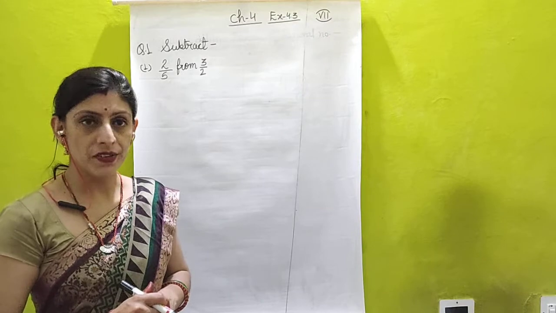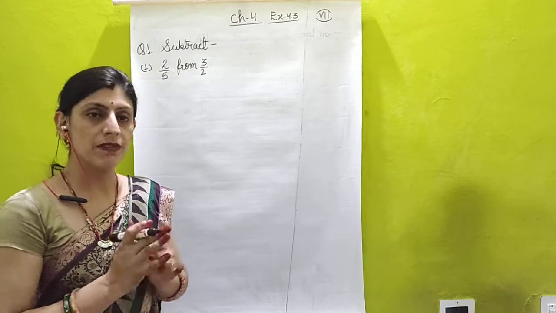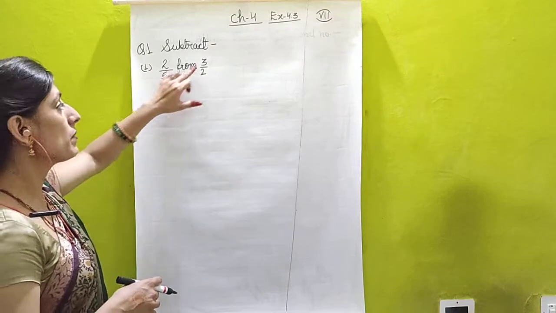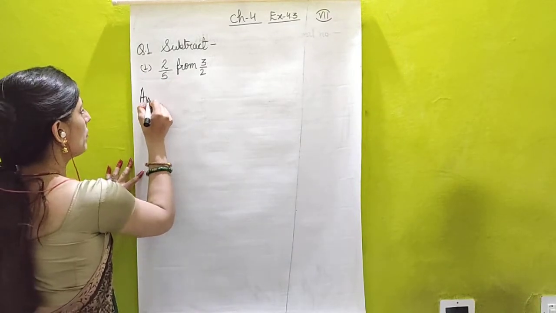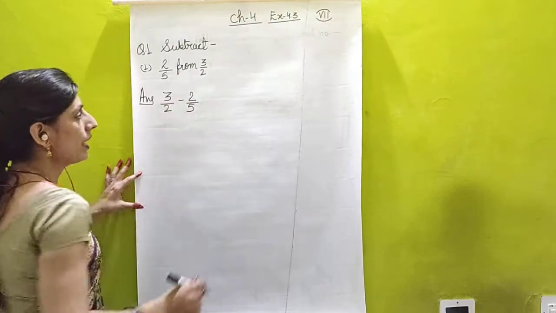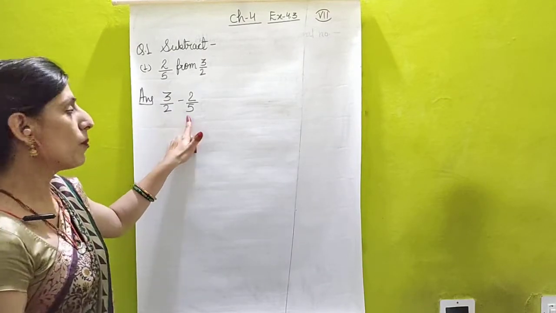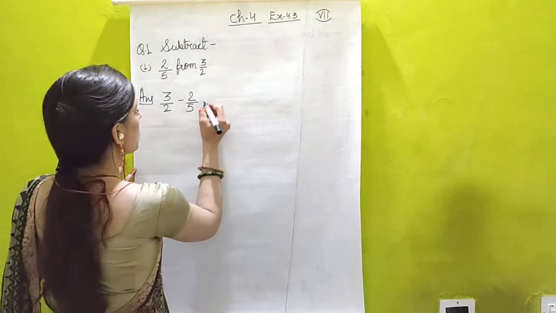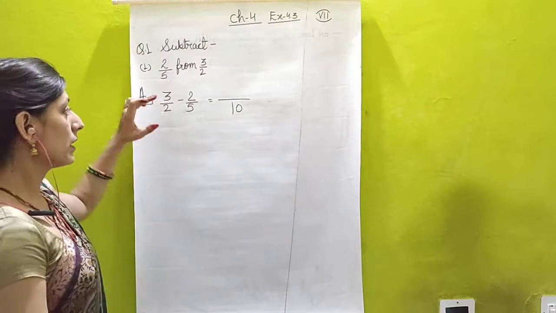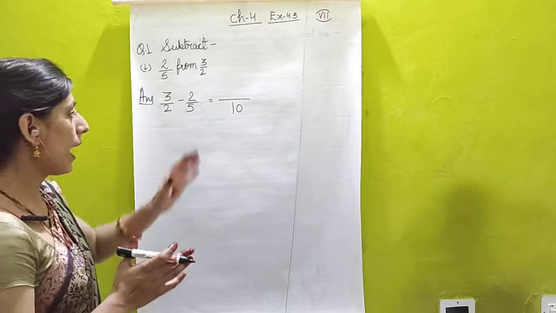Students, now exercise 4.3, question number 1, that is subtraction. Same as we have done in addition, we will start in subtraction. Part 1: 2 upon 5 is to be subtracted from 3 upon 2. So students, the answer will be 3 upon 2 minus 2 upon 5. Here, as you can see, denominators are different, so directly we will take the LCM. LCM of 2 and 5 will be 10.